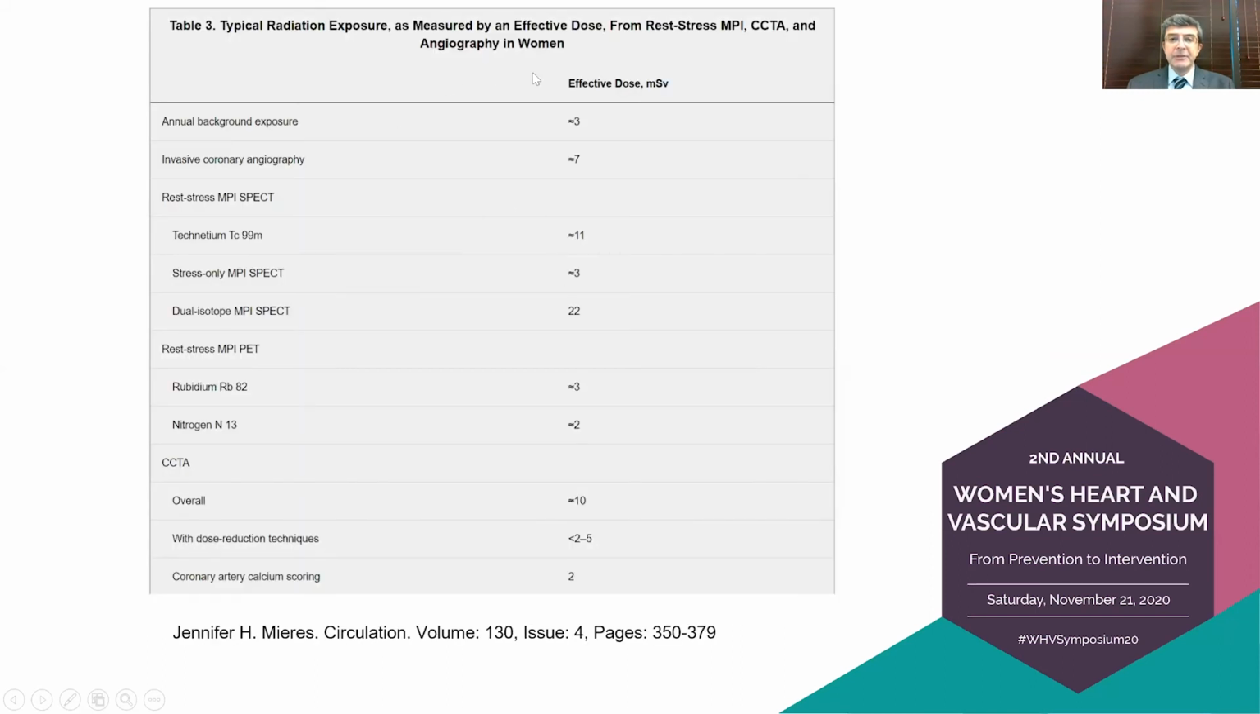This is the difference in radiation that you can see in different modalities. Again, as I mentioned, SPECT is around 11 millisievert, PET between 2 to 3, coronary angiography around 7, and cardiac CCTA with dose reduction something between 2 to 5, and now in some centers even less than 2 millisievert, depending on the protocol that they are using.